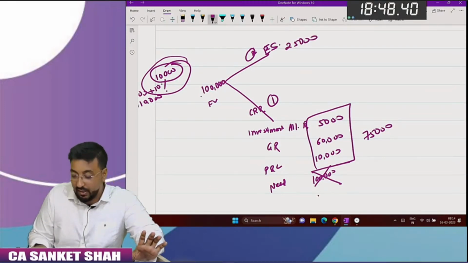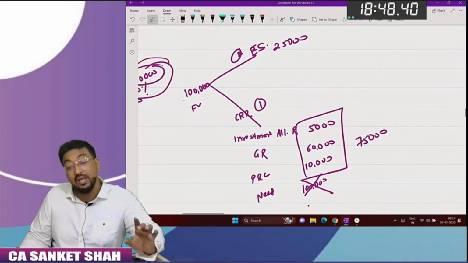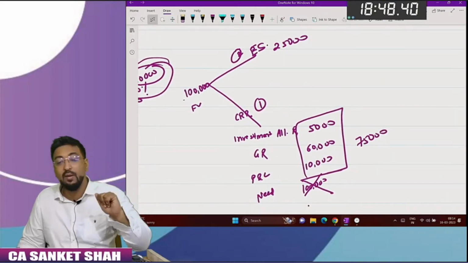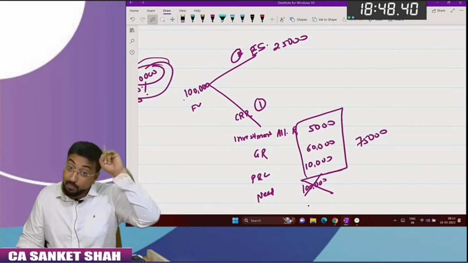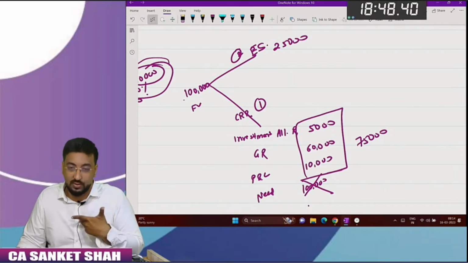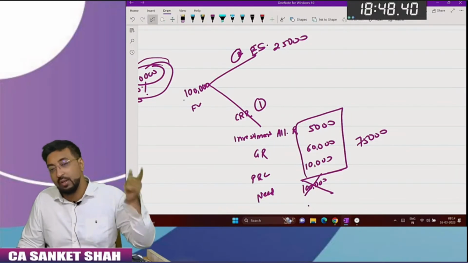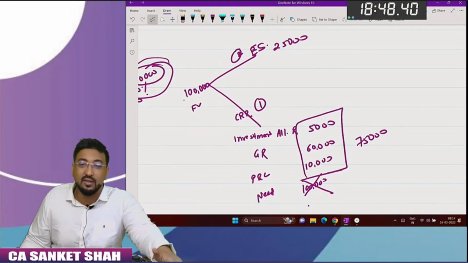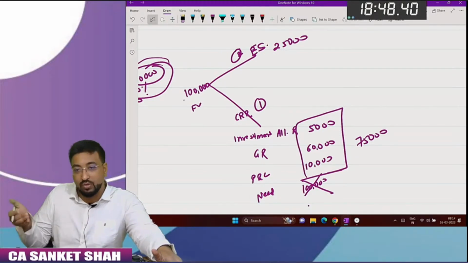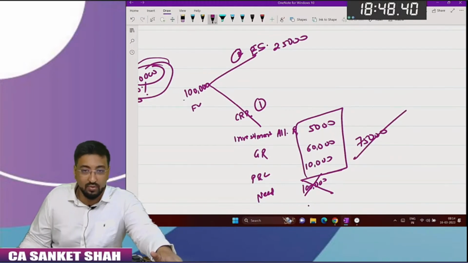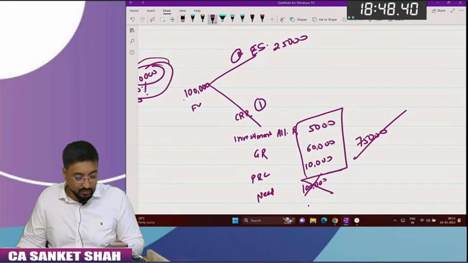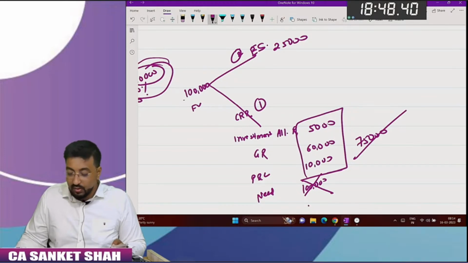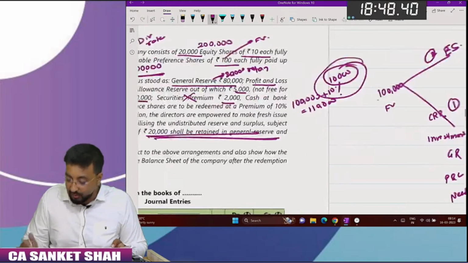So this is the diagram. Your available balance is only 10,000 in P&L. How 10,000? Because 20,000 is the P&L balance, but out of that 10,000 I have to cancel premium on redemption. Premium on redemption is my loss, so P&L will reduce by 10,000. So what is left? Only 10,000. So 5,000 plus 60,000 plus 10,000, my balance will be 75,000. Now you got this concept? Yes, sir. It's very simple. We will take 75,000 from that. So how much do you have to maintain, Beta? Equity share capital 75,000.